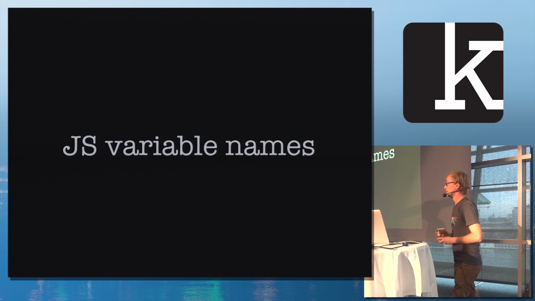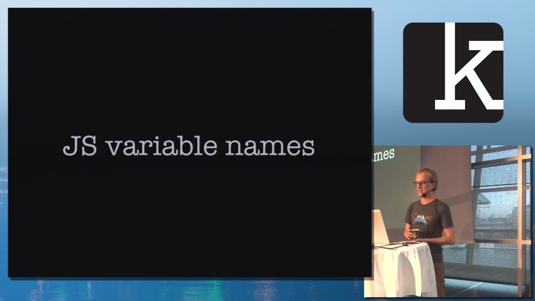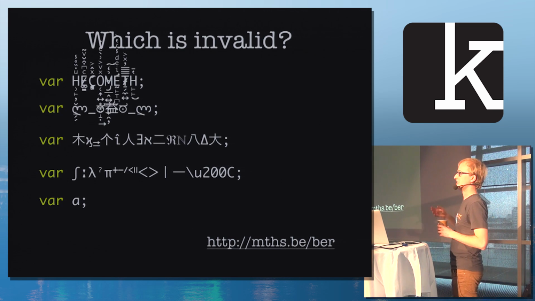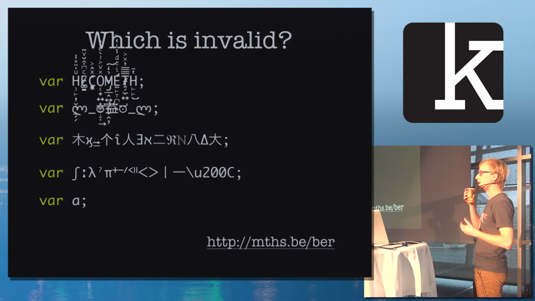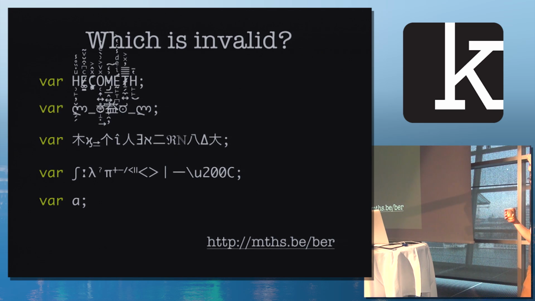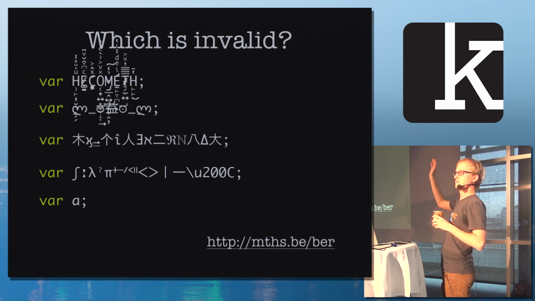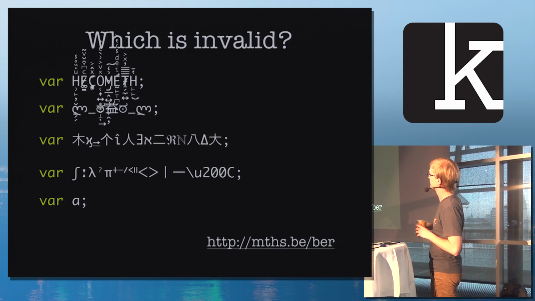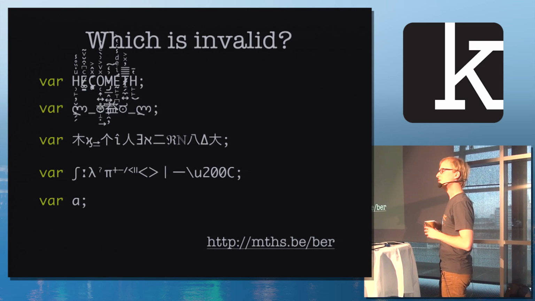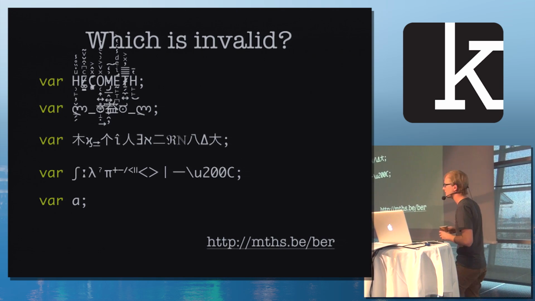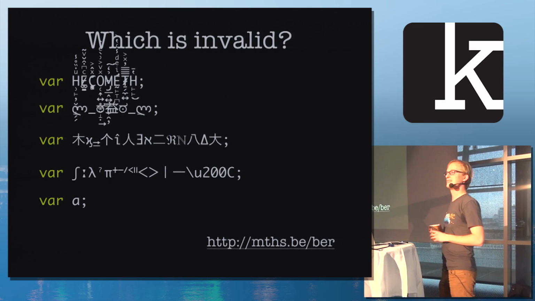Now, another thing I was looking into was JavaScript variable names, and really there are no words to explain how this works. So I decided to do a little quiz instead. Which of these lines do you think is invalid? Who thinks it's the first one? Show of hands. Yeah, okay, there's some weird stuff going on there, indeed. Who thinks it's the second one? No? Who thinks it's the third one? Who thinks it's the fourth one? There's like plus and minus and some other operators in there. Who thinks it's the last one?